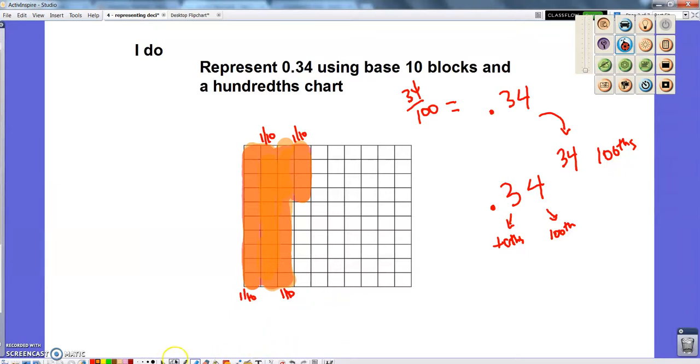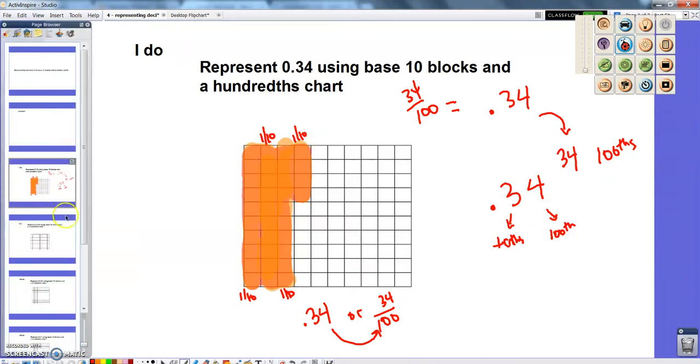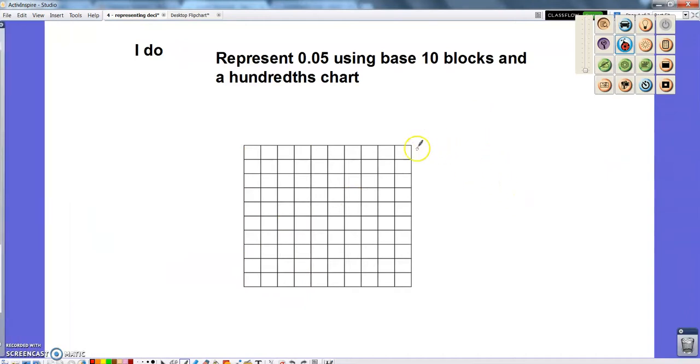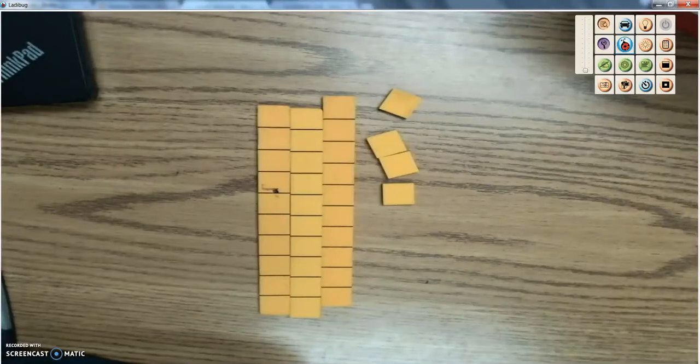So that is the decimal. That is 34 hundredths, or 34/100ths. They're the same thing. You can always just convert to the fraction and shade it in. Let me do one more. How about 5/100ths? These can be the more confusing ones, the ones where there's an extra zero in there at some point. So I'm going to go back to my blocks here.